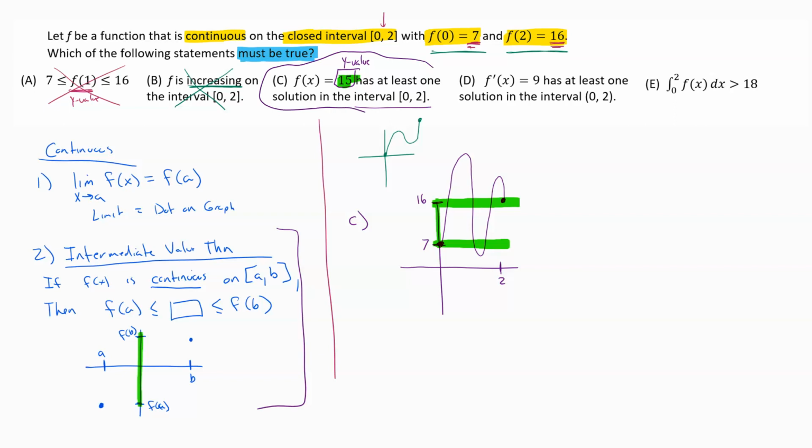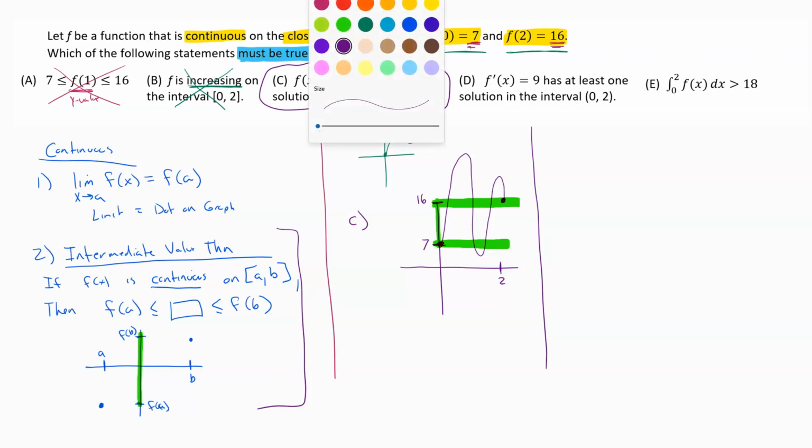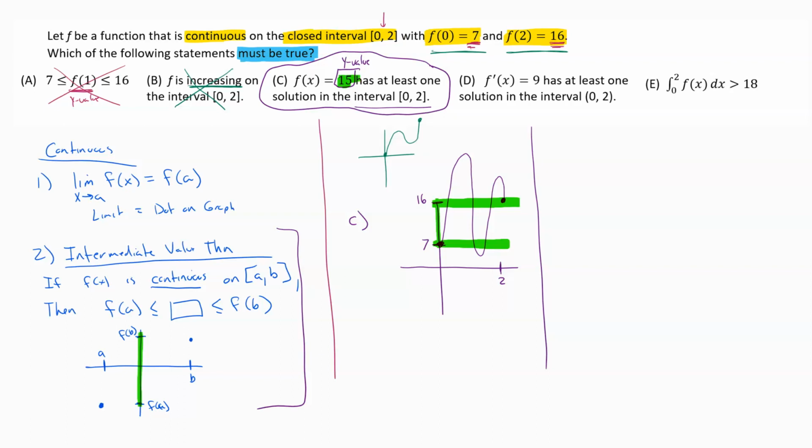But just to make sure we understand why the other ones aren't right, we'll keep rolling through this right now. Here they say that the derivative has to equal 9 at least one solution. So what they're trying to play off of us on D is they really want us to think about the mean value theorem, which uses this idea that the slope between my two endpoints has to equal the slope of the derivative at some point.